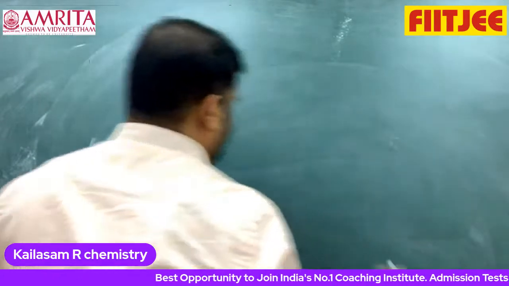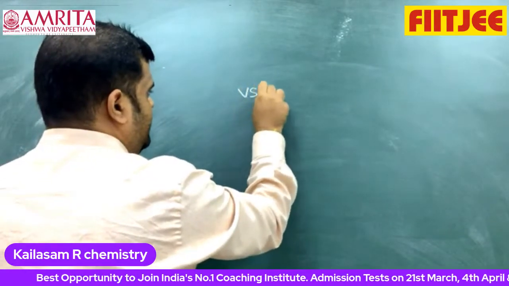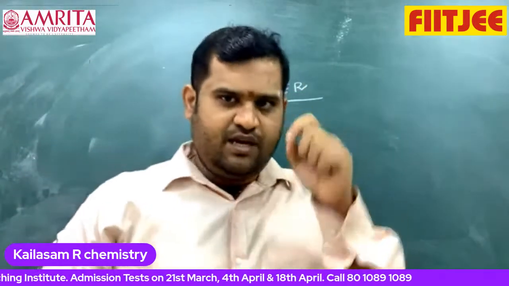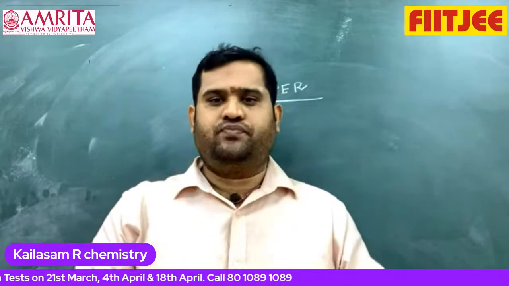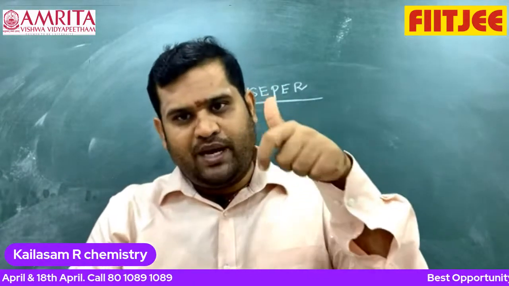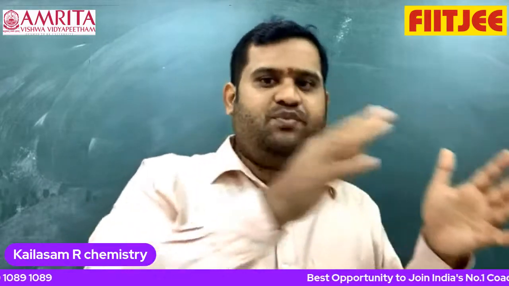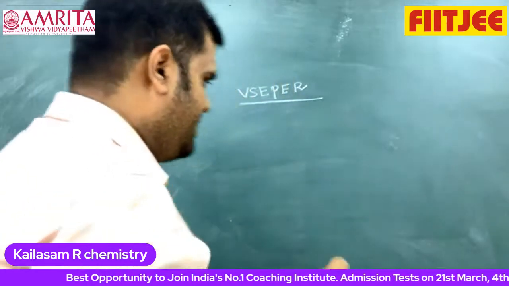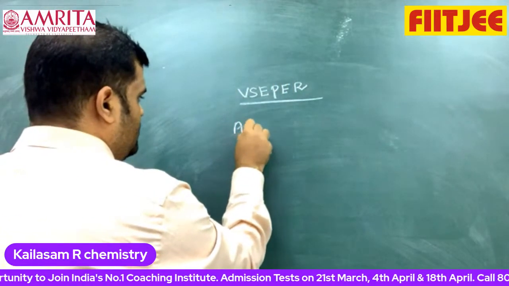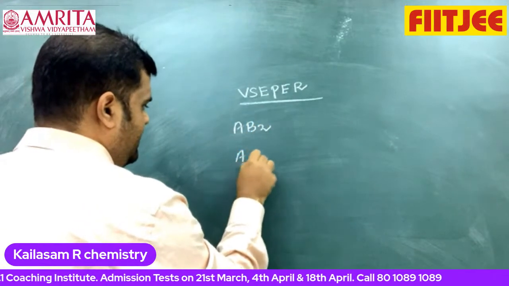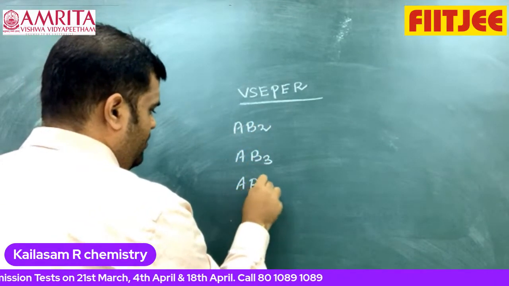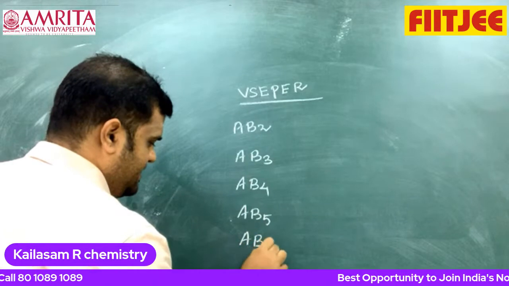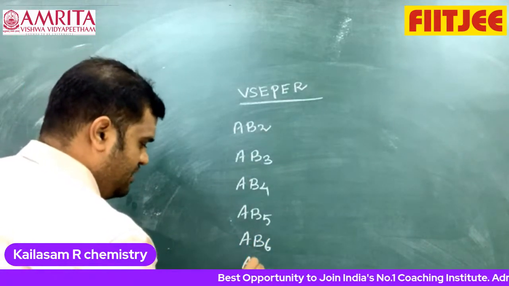Look at VSEPR theory. This theory gives information about the structure or shape of a covalent molecule. How do they find out the shape of a covalent molecule? I'll give some examples, and from the examples you can understand. Let us take AB2, AB3, AB4, AB5, AB6, and I can take AB7 also.